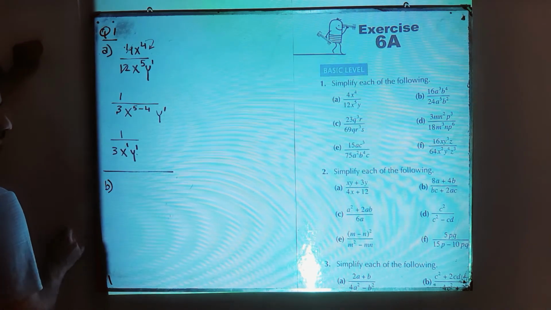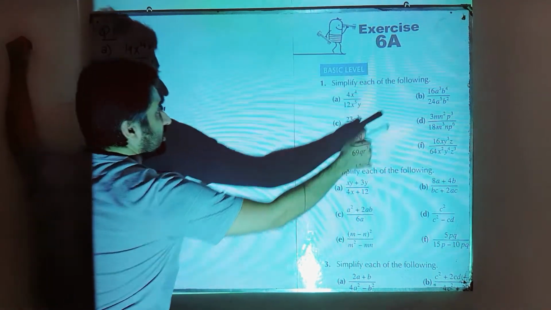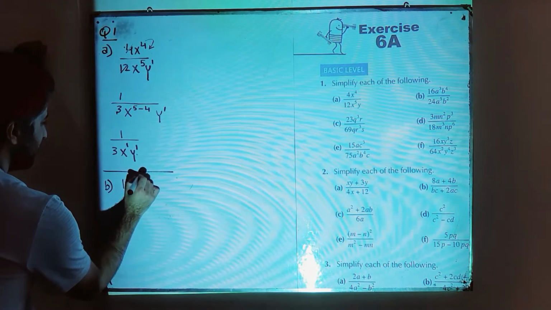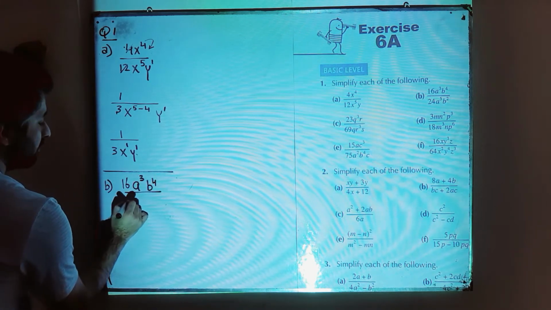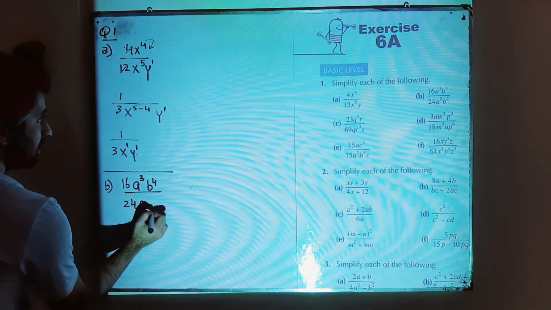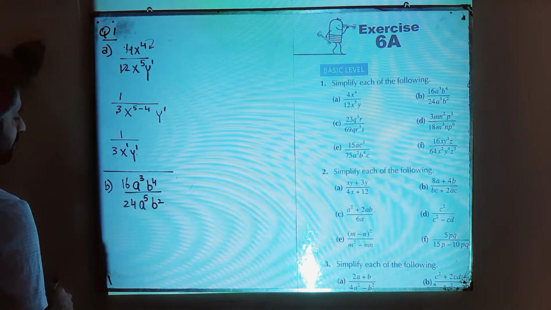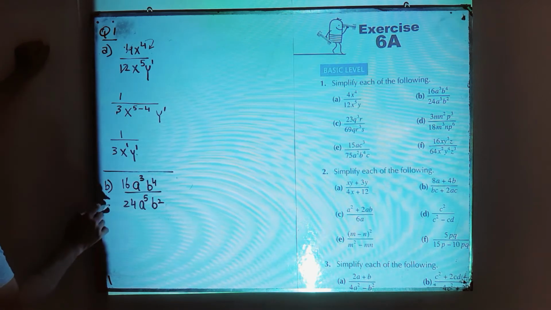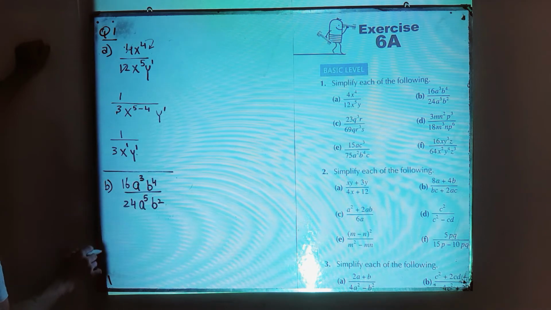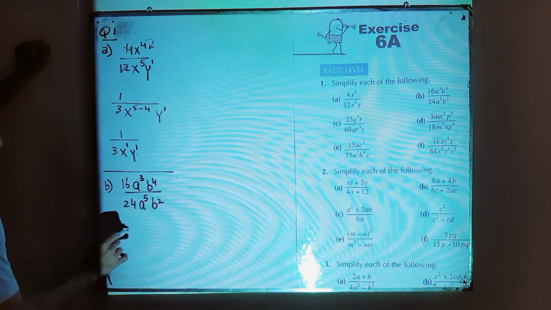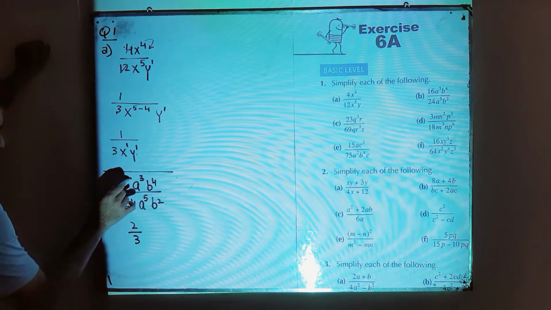Part number B, this one right over here, question number 1, part number B: 16a^3b^4 divided by 24a^5b^2. Okay, so the technique is to work on the numbers, work on the powers of a, work on the powers of b. So 16 and 24, well, 8 2 times 16, 8 3 times 24.